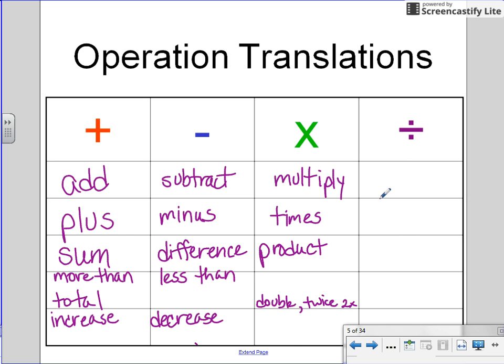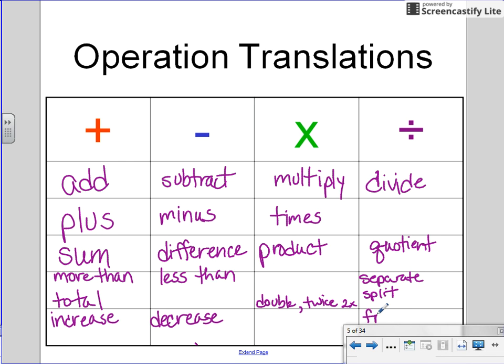Move over to this one. In this column, first word that probably comes to mind is divide. I'm going to put quotient here. You'll notice I skipped a line just because I really wanted to put quotient right across from product, because I feel like those go hand in hand. I'm not sure if there's a direct counterpart here on this one. I will add, though, sometimes you might see the word like to separate into groups or to split into groups, and as long as we're splitting or separating into equal-sized groups, those would be good words to indicate that.